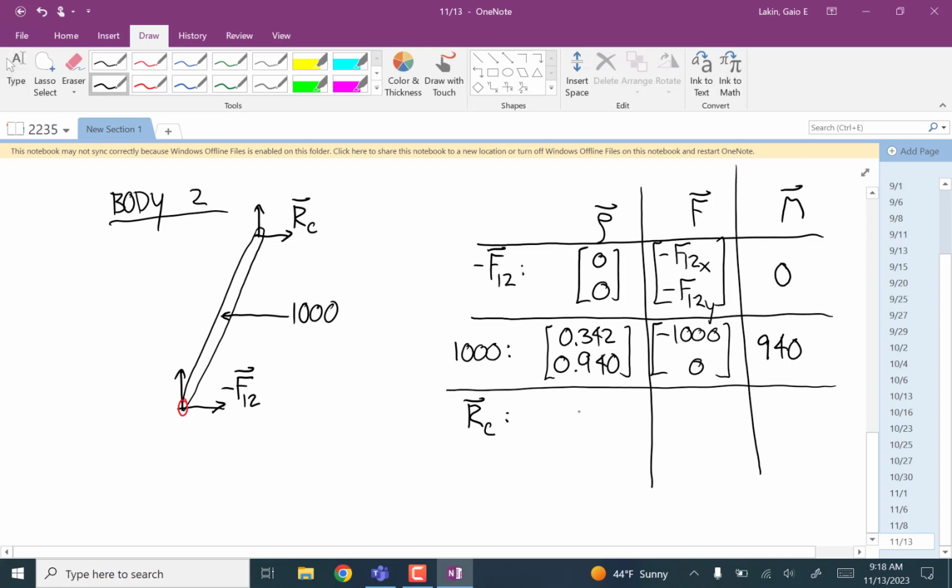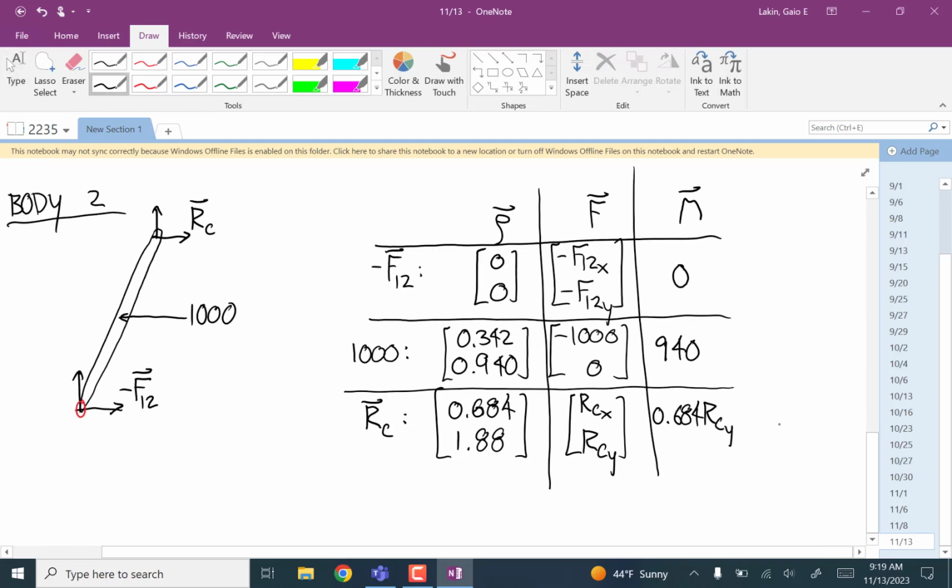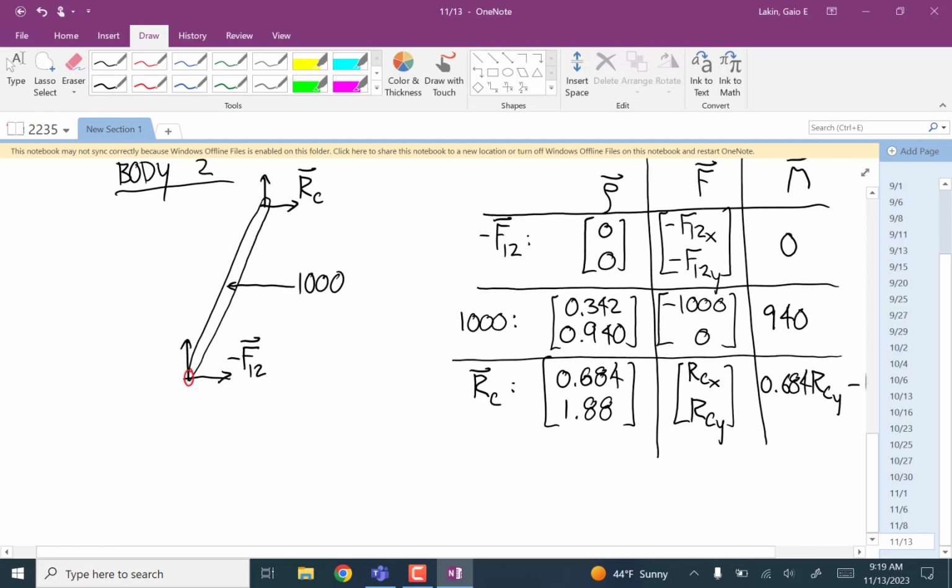And then RC. Sorry, you had my about one. Oh, yeah. RC, so that is 0.684, 1.88 for the row vector. Force vector is RCX, RCY. Cross product is 0.684 RCY minus 1.88 RCX.